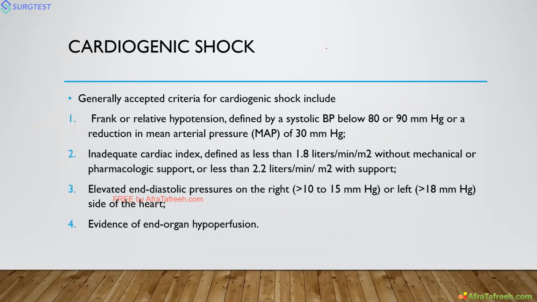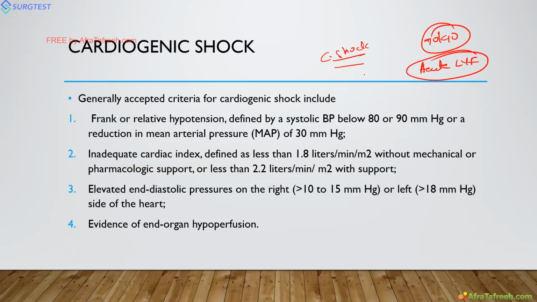Main is mechanical. In mechanical, main is cardiogenic shock. So in any patient with an MI, an anterior MI, an extension anterior MI, you will see the BP, the patient in shock, 80/60, 70/40. The most common cause of cardiogenic shock is acute LV failure. This is very important.